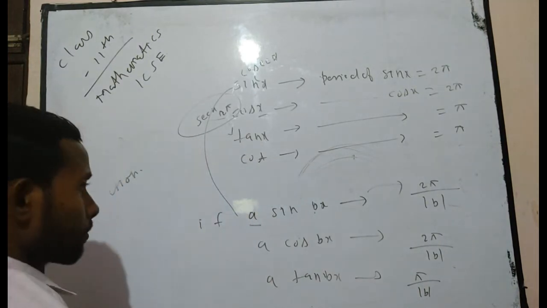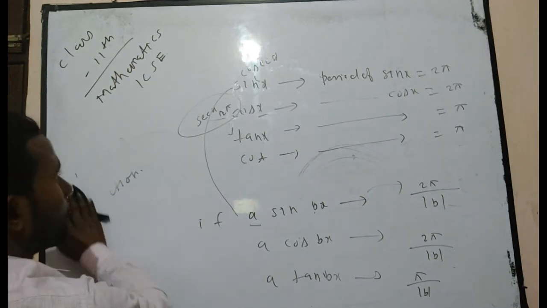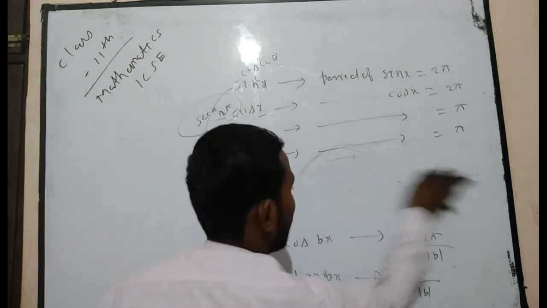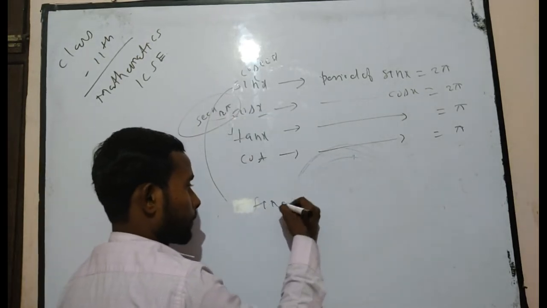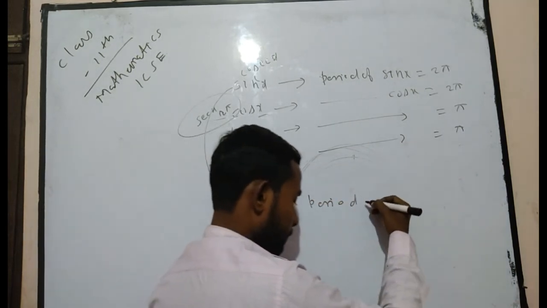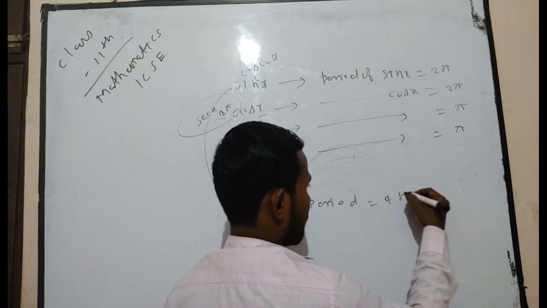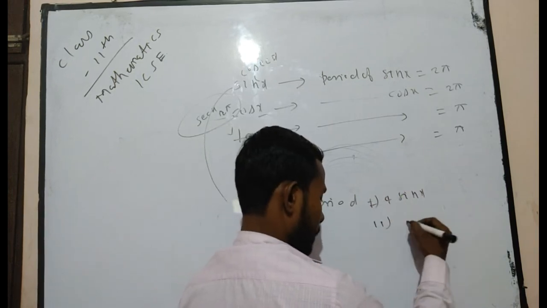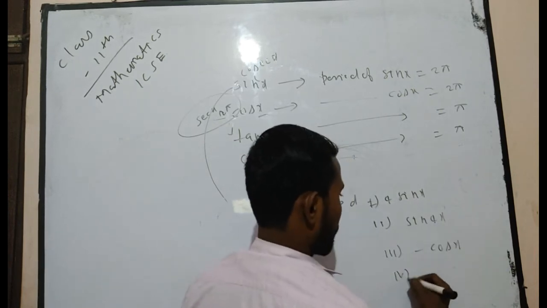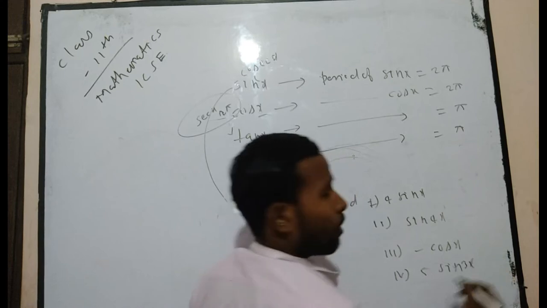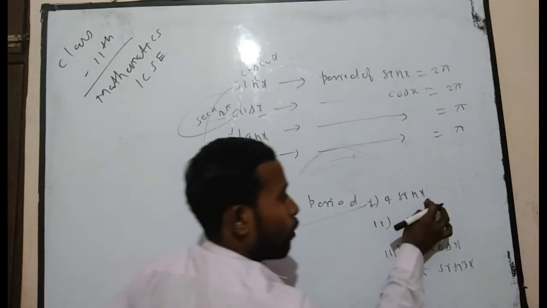Now I will take some examples. If anyone asks to find the period of: first question 4 sin x, second question sin 4x, third question minus cos x, fourth question 5 sin 3x. What can you say about its period? Its period will be 2 pi by the coefficient of x, which is 1.